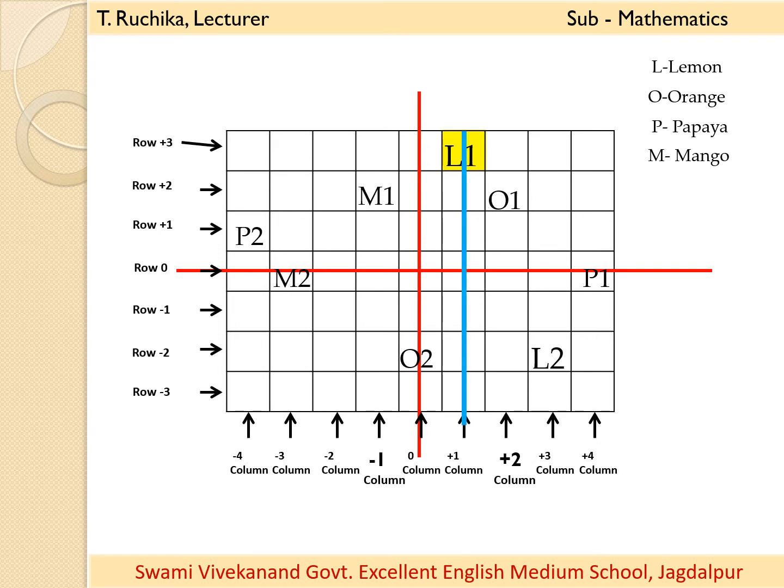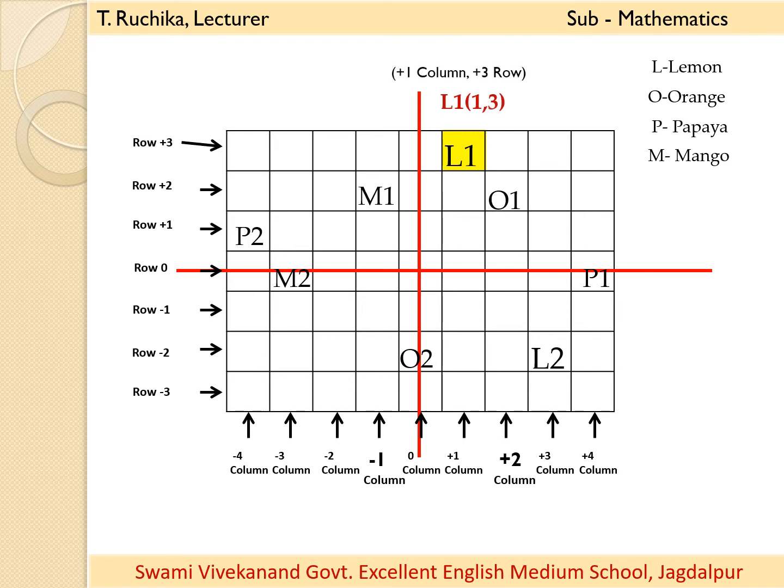And when we see rows, it is in +3 row. So we'll mark it as +3 row. This is the position of the lemon tree and it is represented as L1 (1, 3) in the brackets.